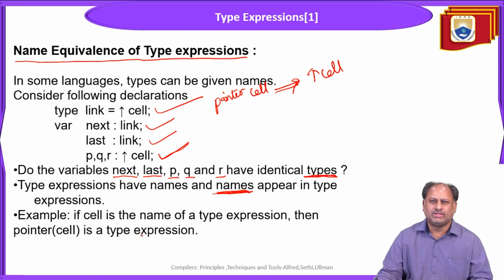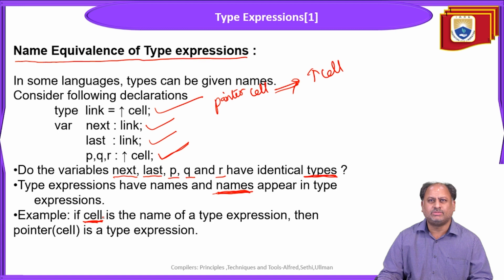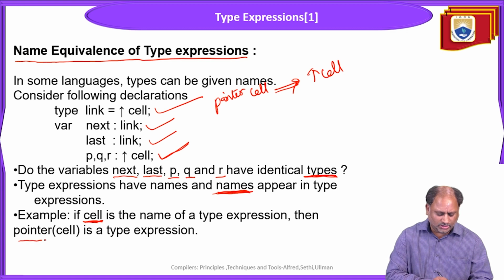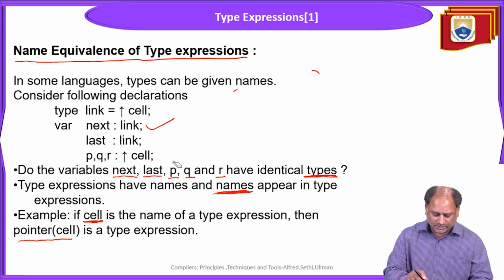If they are the same, then we define it. For example, cell is the name of the type expression. Here, one name of the type expression is cell. Then pointer of cell is a type expression. So what is the type expression here? Pointer of cell. And what is the name? Cell is the name. In that way we determine the type expression.